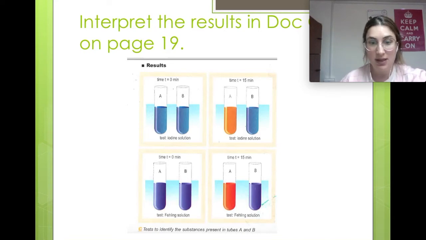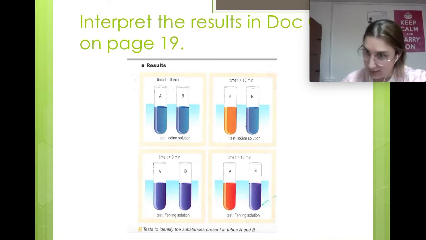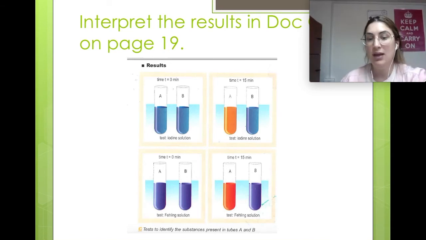All right? As for the second experiment, which is the Fehling solution, both tubes A and B at time 0 gave a negative result, true. In tube A, after 15 minutes, a brick red precipitate appears, indicating the presence of a reducing sugar, true. Whereas in tube B, do we have a reducing sugar? No, because the result stayed negative.